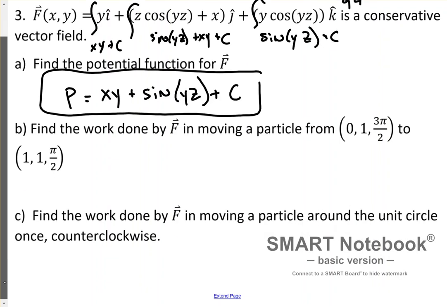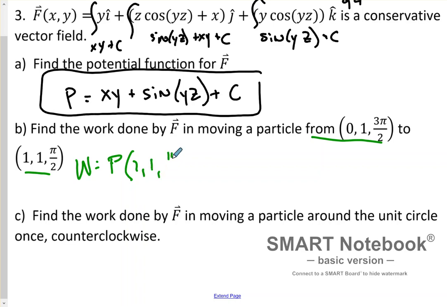I wanted you to not do the rest of this problem yet because we want to be able to use this. If it has a potential function, it's conservative. And so to find the work done, we'll be way faster using our fundamental theorem. So our work done should be our potential function at our final point. We're moving from this point to this point, so this is our final point, minus the potential at the initial point.